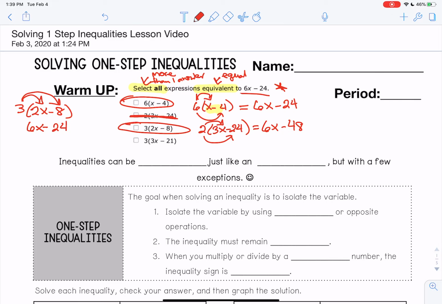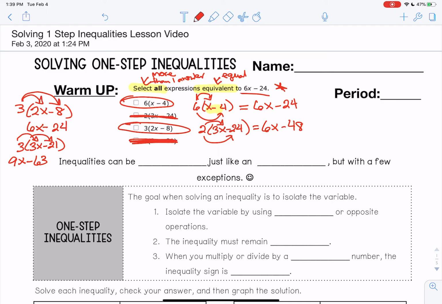And then last but not least, we have 3 times 3x minus 21. We do 3 times 3x, which is 9x, and then 3 times 21, which is 63. 9x minus 63 is definitely not the same as 6x minus 24. So for this problem, the first one and the third one are equivalent or equal to 6x minus 24.